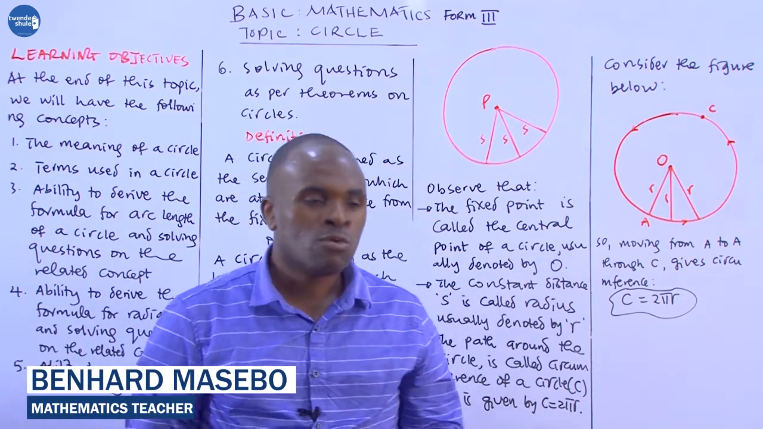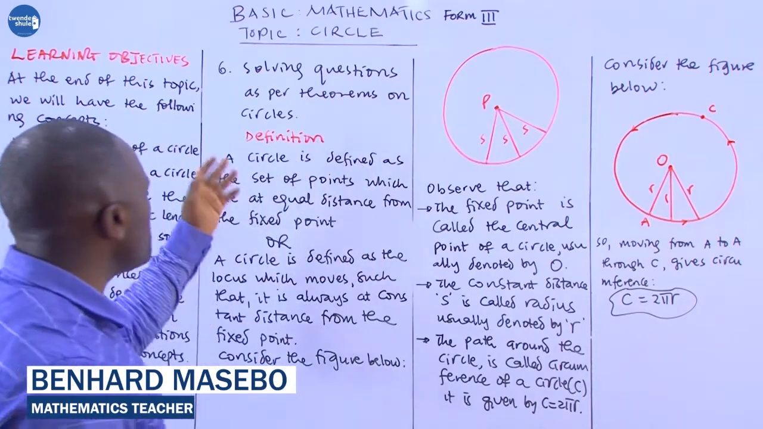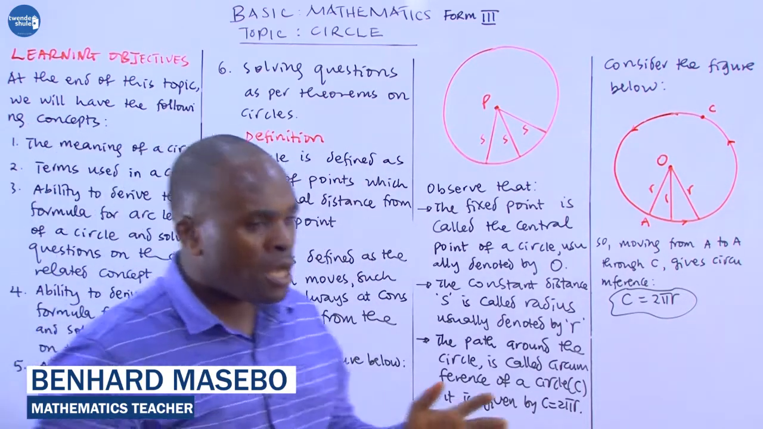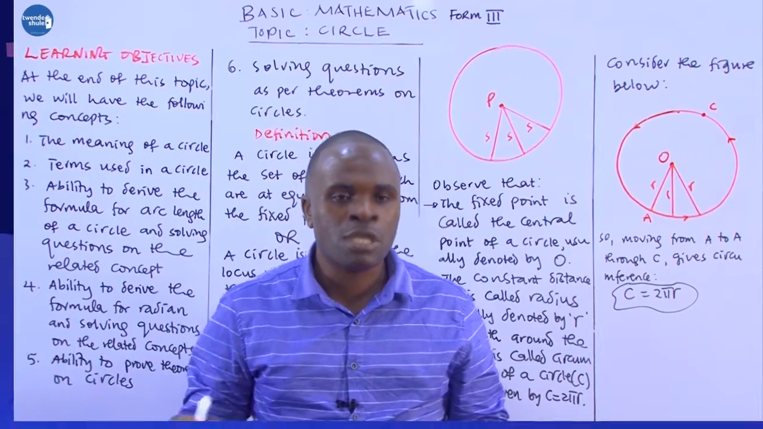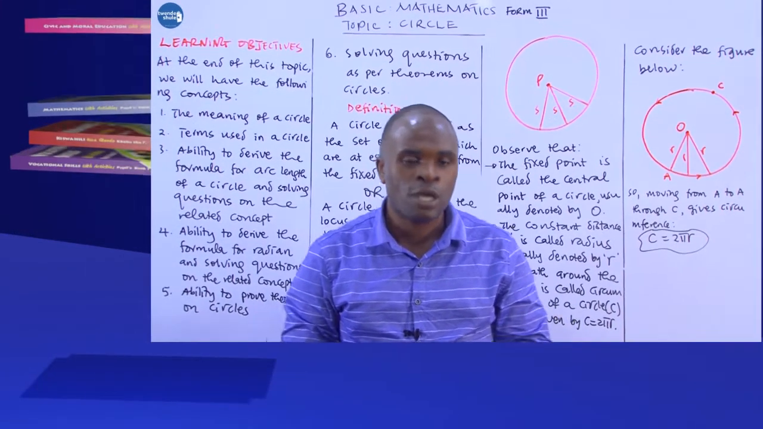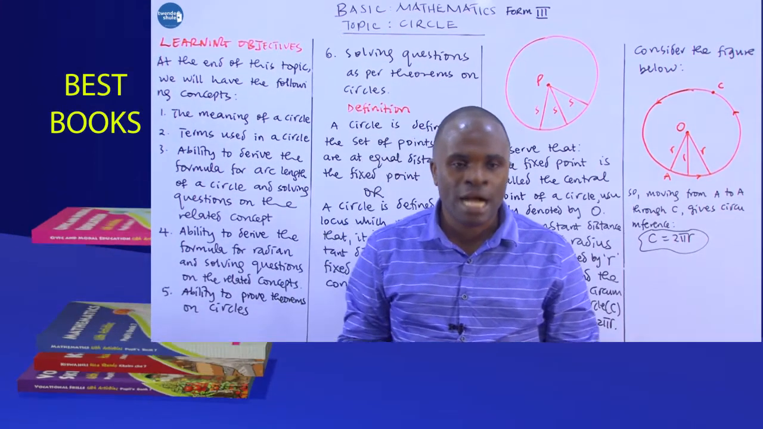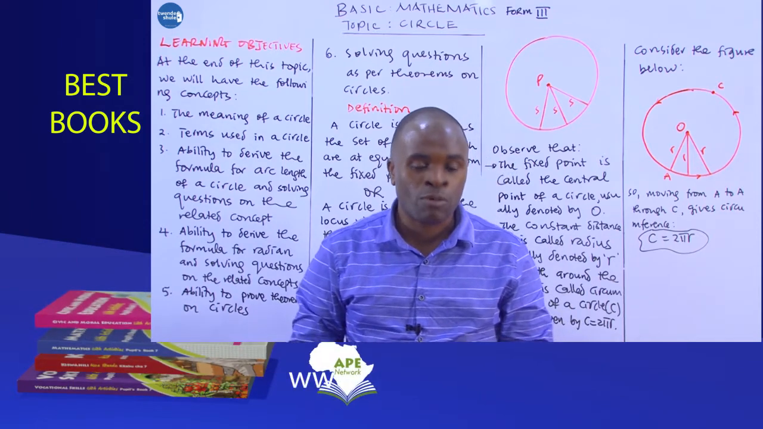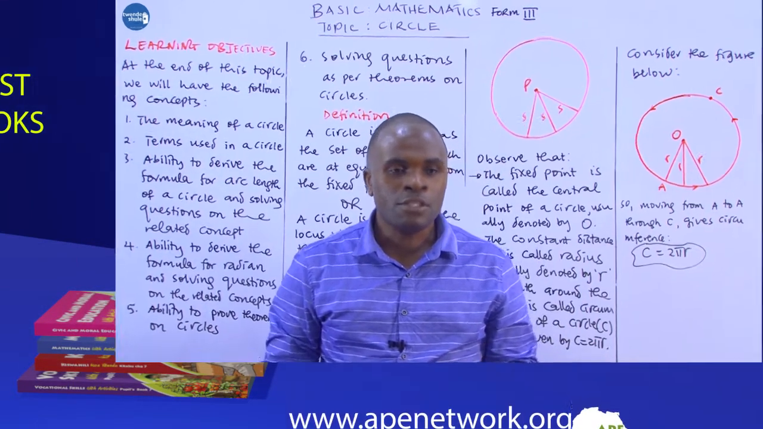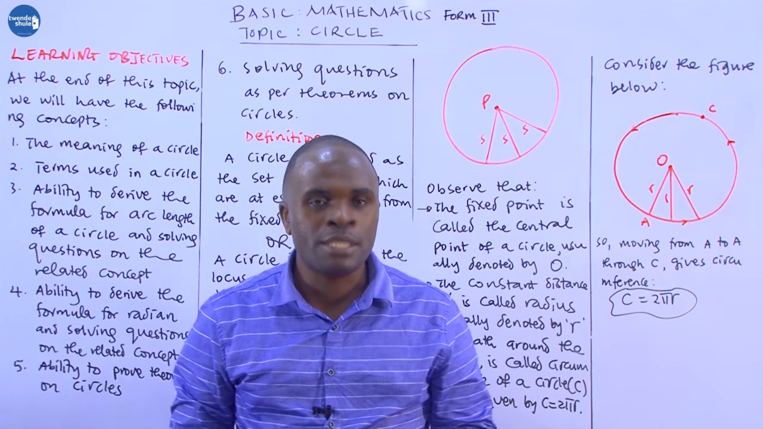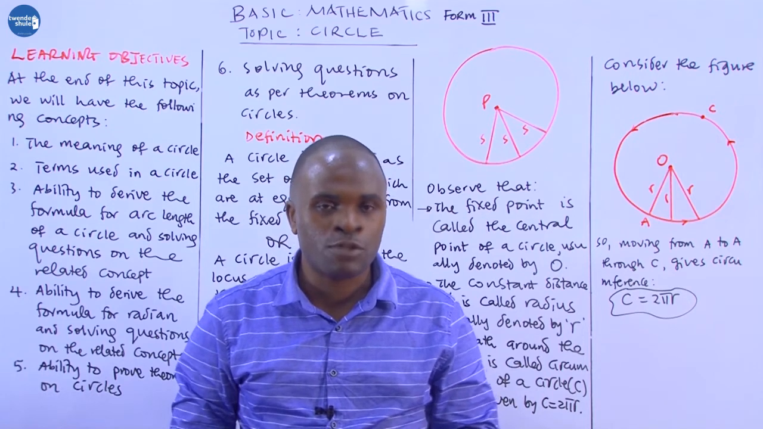Now here, we start with the topic termed as a circle. We have been coming across round shapes like coins. All those shapes of that kind take the shape of a circle. So here we say, this is one of the most important and challenging topics to Form 3 students.